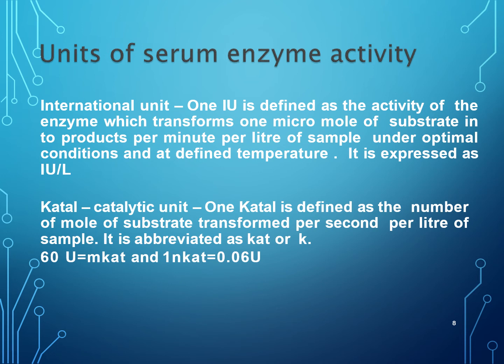Another unit for measuring enzyme activity is the catal, the catalytic unit. One catal is defined as the number of moles of substrate transformed per second per liter of sample, and it is abbreviated as kat. 60 U equals 1 µkat and 1 nkat equals 0.06 U. These are the units of enzyme activity.